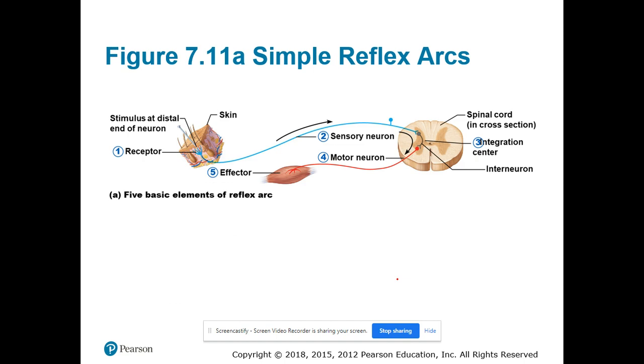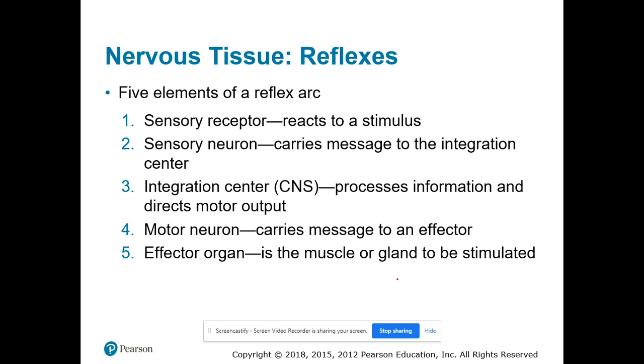So here there are 5 basic elements to the reflex arc that we're going to talk about. So here's just an overall picture, and we're going to bring each one up. So our 5 elements of our reflex arc are as follows. The first one is a sensory receptor. So again, this is where you're going to sense and take in any stimuli from the environment, and you're going to react to it. The sensory neuron is the one that carries that message to your integration center. So the keyword, it carries it to your CNS.